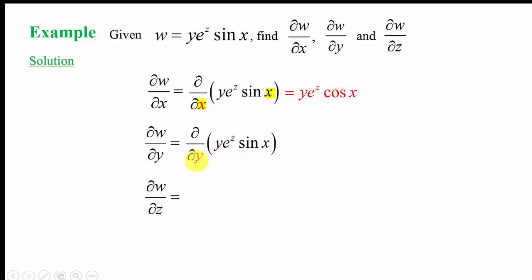Partial w, partial y. In this case, only y is variable. The answer will be e to the power z times sine x. And now find partial w, partial z. Only z is variable, so in this case, y and x are constants. The answer will be the exponential term, we get back the same exponential term, y e to the power z sine x.